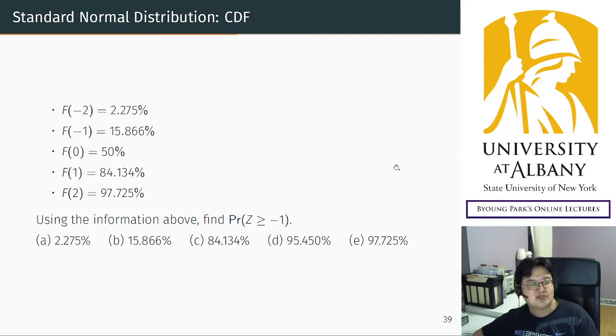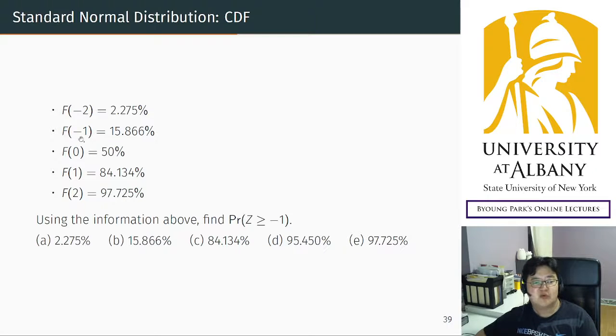Okay, let's go. In the previous video, I showed you how to calculate the CDF for the standard normal distribution. Now I'll assume that you can calculate the cumulative probabilities, and say you get these 5 numbers. Actually, you can try them. Try to find the probability at this point, this point, this point, this point, this point. Then the probability smaller than minus 2 is 2.275%.